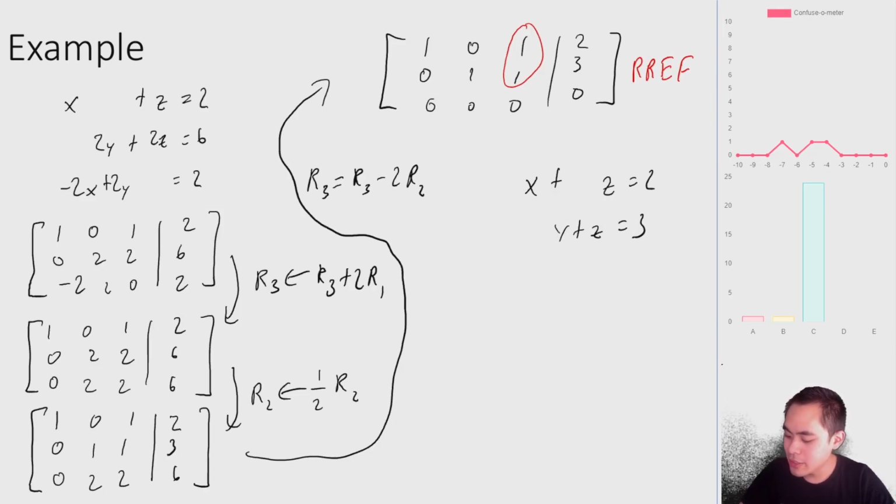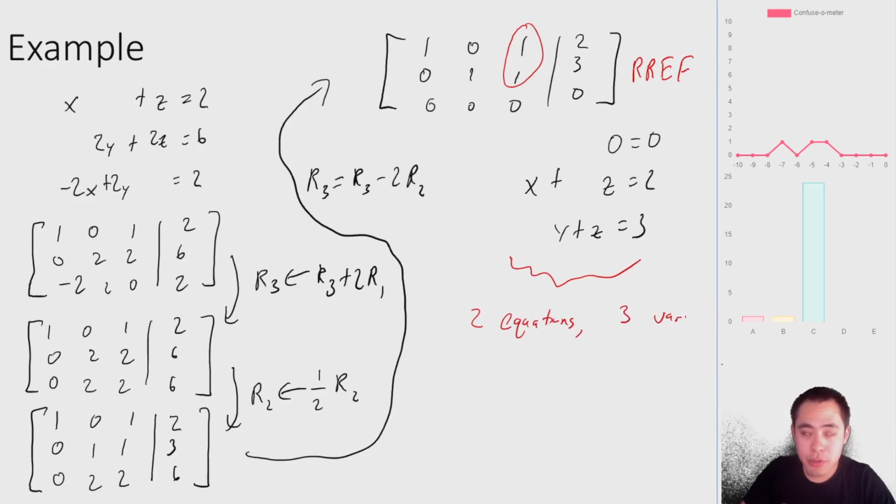And note that you also have 0 is equal to 0, but we don't actually care about that, and also 0 is equal to 0. And so now this here is two equations, three variables, so infinite solutions.